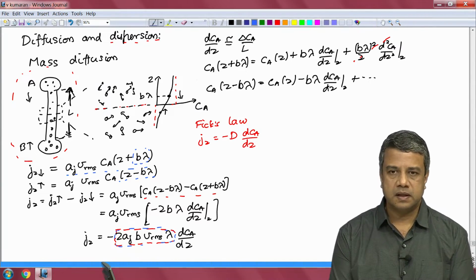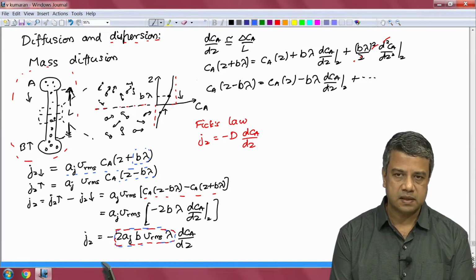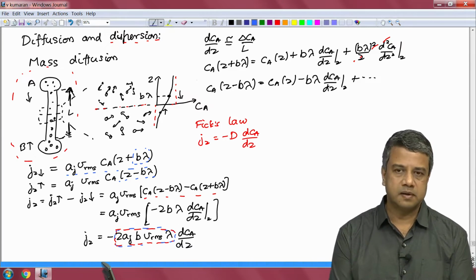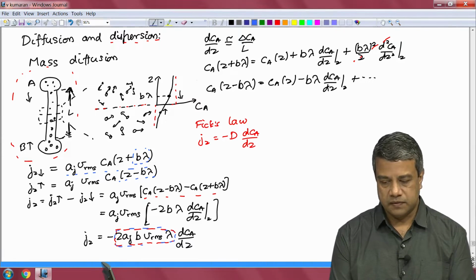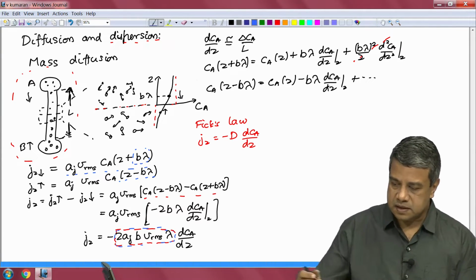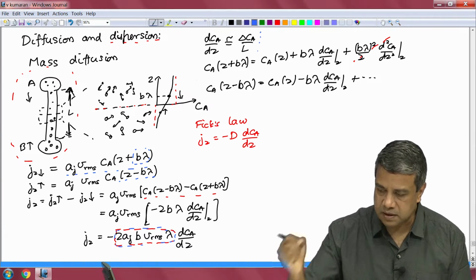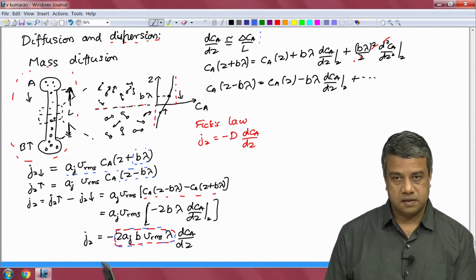If the mean free path is much smaller than the macroscopic scale, in this case the distance between the two chambers, the variation in concentration scales as the difference in concentration divided by the distance.